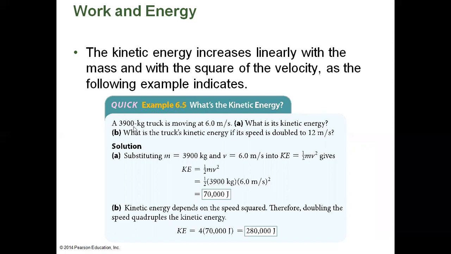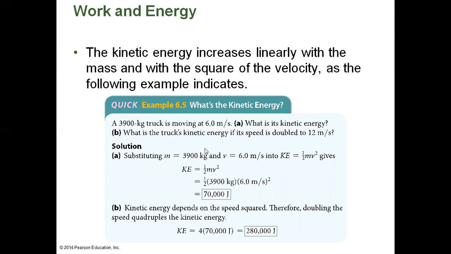So a 3,900 kg truck is moving at 6 meters per second. Calculate its kinetic energy, and what is the truck's kinetic energy if its speed is doubled to 12 meters per second? The solution: substitute m equal to 3900 kg and v equal to 6 meters per second into the equation of kinetic energy, 1/2 mv squared, and it gives a kinetic energy of 70,000 joules.